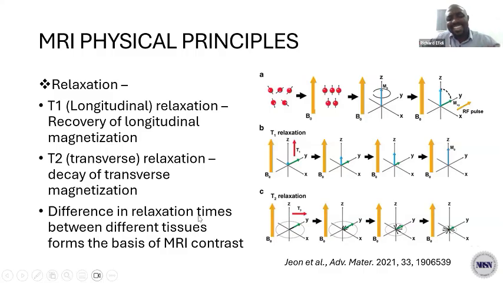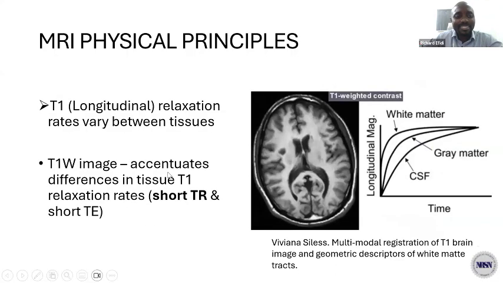Now, the difference in the rate of the transverse and longitudinal relaxation is what we use in forming our contrasts in the MRI image. For instance, the T1 relaxation, since it varies among tissues, we can use it to generate the T1 weighted image, which is based on the T1 contrast.